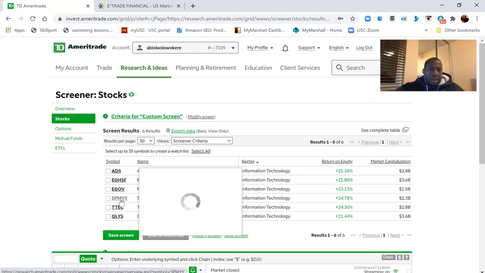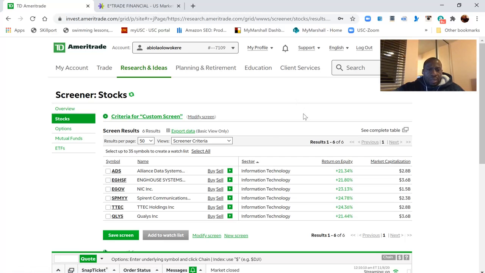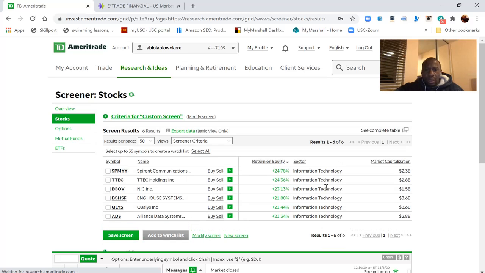So here you go. You have Alliance Data Systems, and I see some of these I've heard of before. Some I haven't heard of. So what I'm going to do is I'm going to stack them based on the ones with the highest return on equity. The one with the highest return on equity is SPMYY, Sparent Communication. I've never heard of this company before. That's why I'm going to go to E-Trade to look at the balance sheet, look at the income statement, look at the statistics, and look at the trend line as far as earnings are concerned.